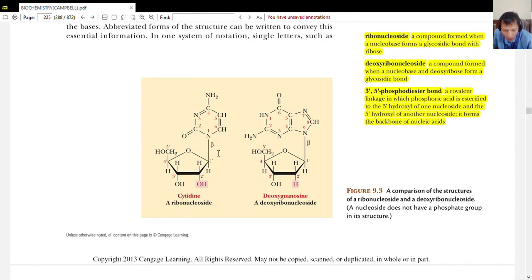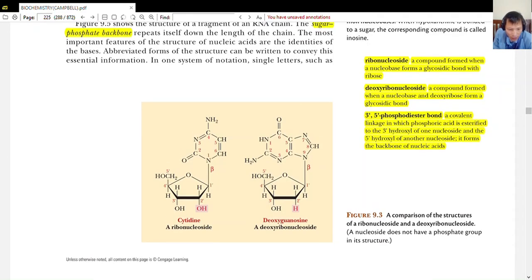So the beta again is telling us that the nitrogenous bases are on the top side. The other one actually is an alpha type. I think we've already discussed it in proteins, the alpha and the beta. So just go back there if you cannot understand them.